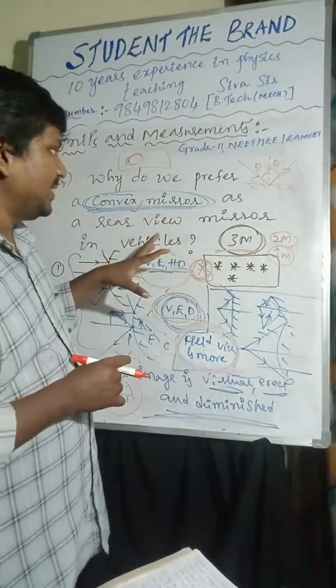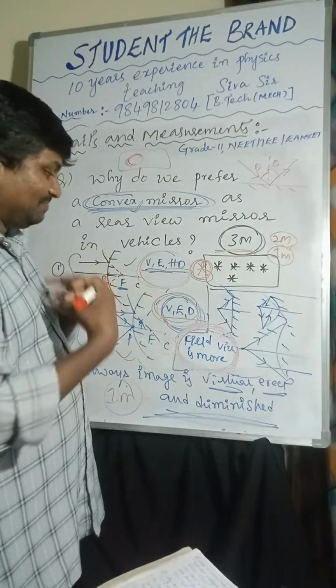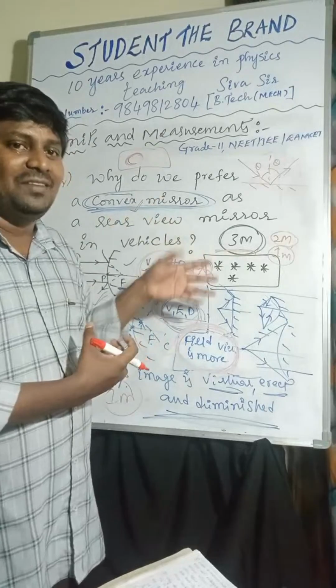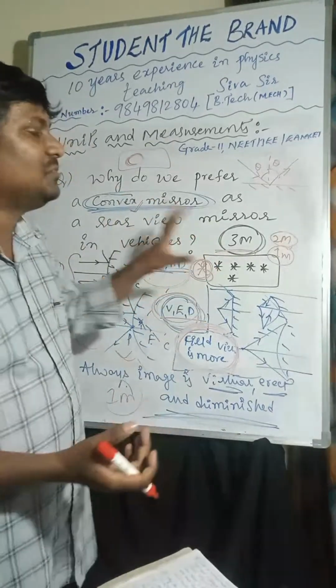Here is a convex mirror. I am not able to know, I am not coming forward to rub also. It's not coming, but still we need to go forward. That's the reason I'm rubbing the board, because the content is very, very important.